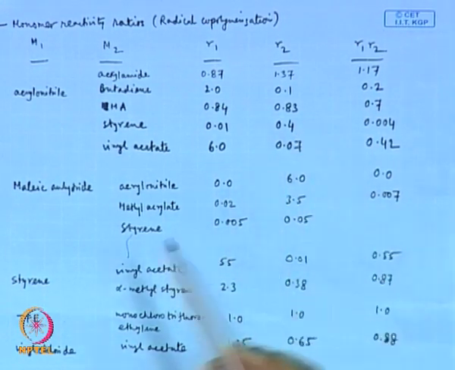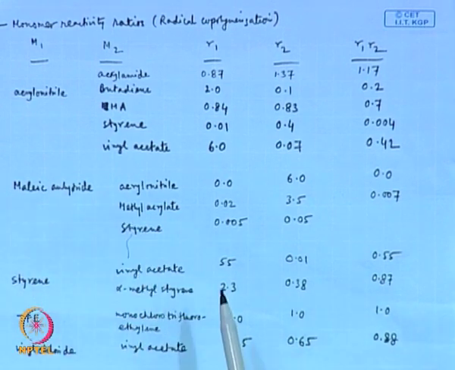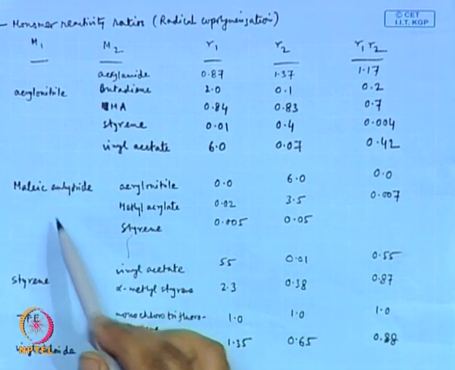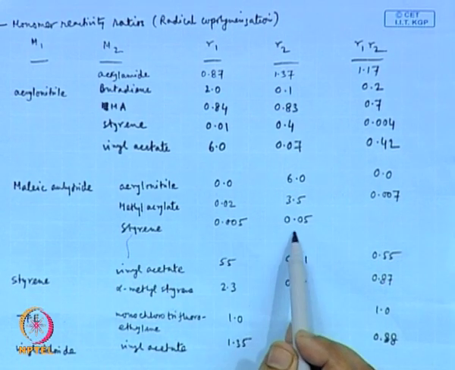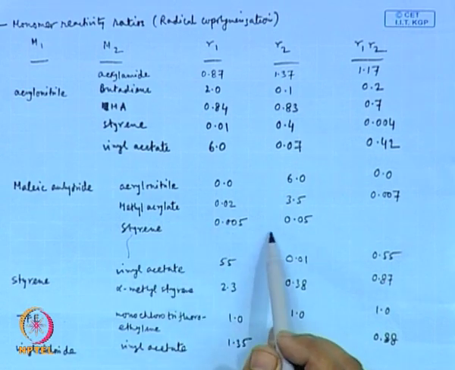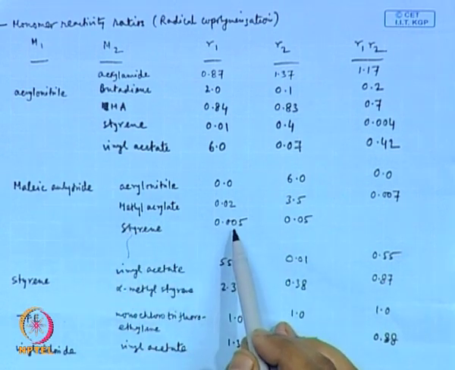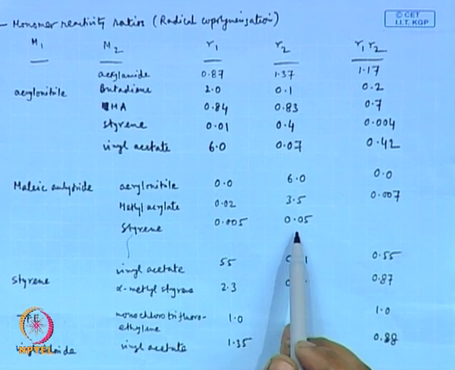So, for example, if you compare maleic anhydride and, say, styrene, the individual r1 and r2 are very close to 0. So, basically they do not have a tendency to homopolymerize when they are together, and there is a tendency to copolymerize all the time.